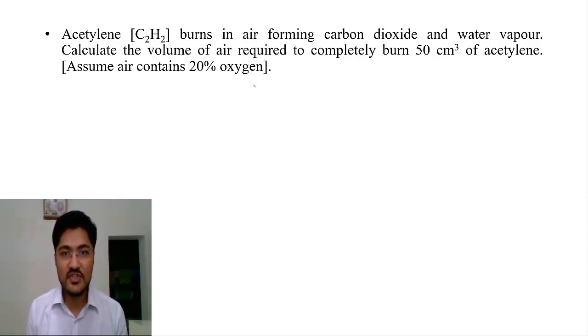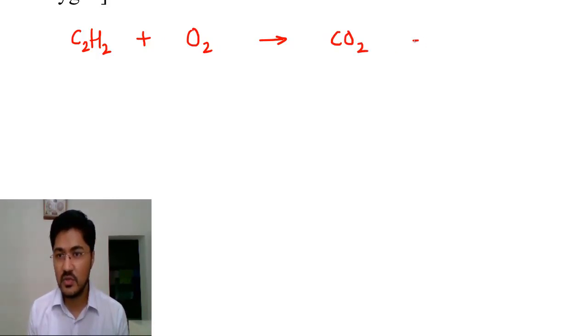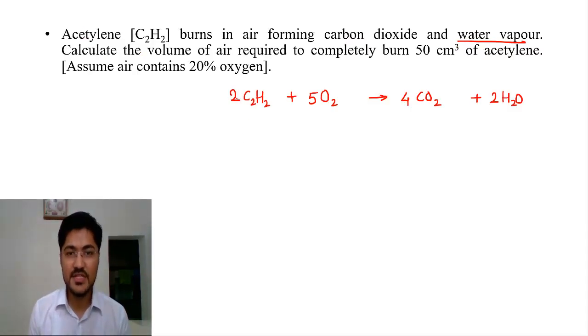So first of all, let's try and write a balanced equation. C2H2 plus O2 will give CO2 plus H2O. Here the water is water vapor, so we will consider water as well. So we get the balanced equation as 2C2H2 + 5O2 gives 4CO2 + 2H2O.